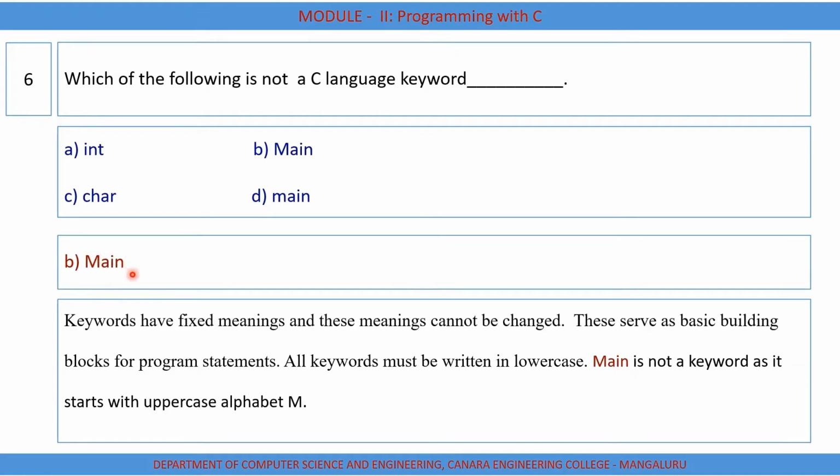All keywords are the words in the C programming language which have predefined meaning, and all of these keywords are in lowercase. So int represents the integer data type, char represents the character data type, main in lowercase represents the main function, whereas in option B, Main, the first character is uppercase, so this is not a keyword.